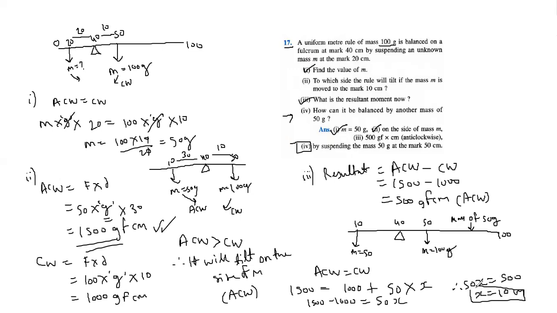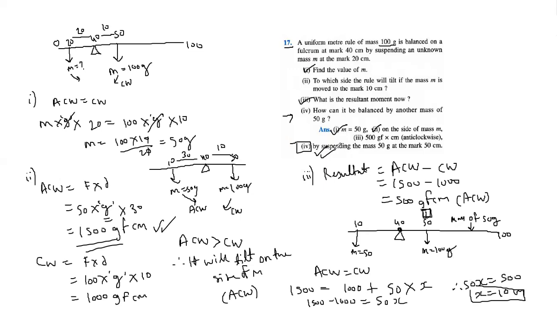So where will we keep it? From the fulcrum, it is at 10 centimeter, which means the mass has to be kept here to balance it. So that's what the question is asking: where will we keep it? By suspending the mass of 50 gram at 50 centimeter. This was question number 17.